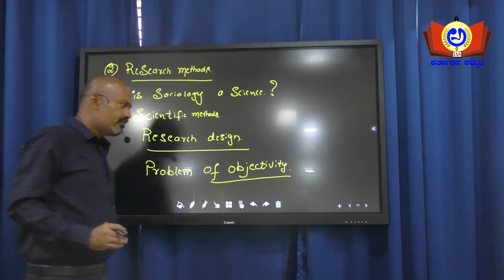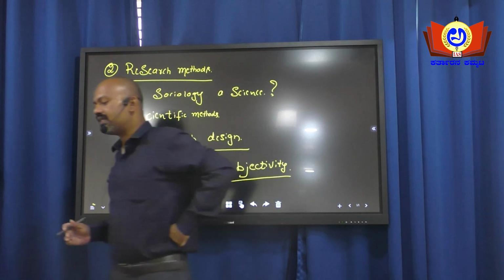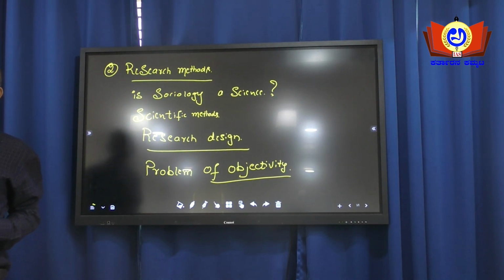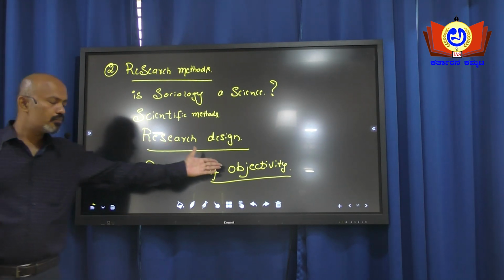See, while doing sociological experimentation, let us say some sociologist is conducting an experiment on the study of caste. He should not support his own caste in that. But is it possible that 100% objectivity can be maintained? It is not 100% possible. Only through training and effort can we bring down the bias to almost zero. But 100% zero is not possible. That is what is known as the problem of objectivity.